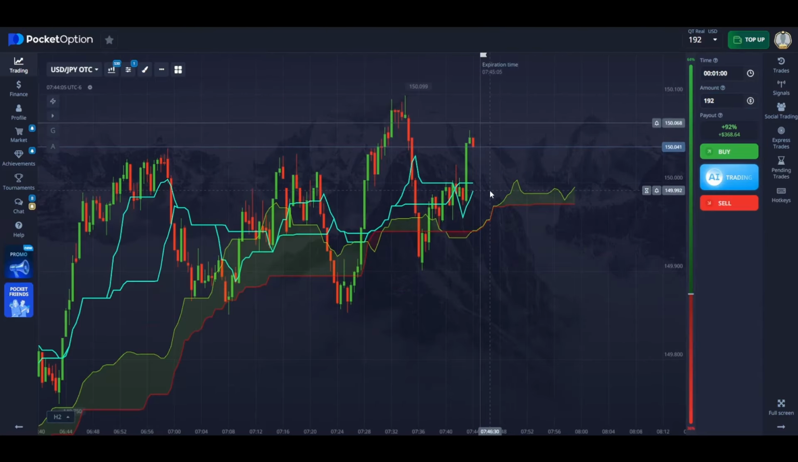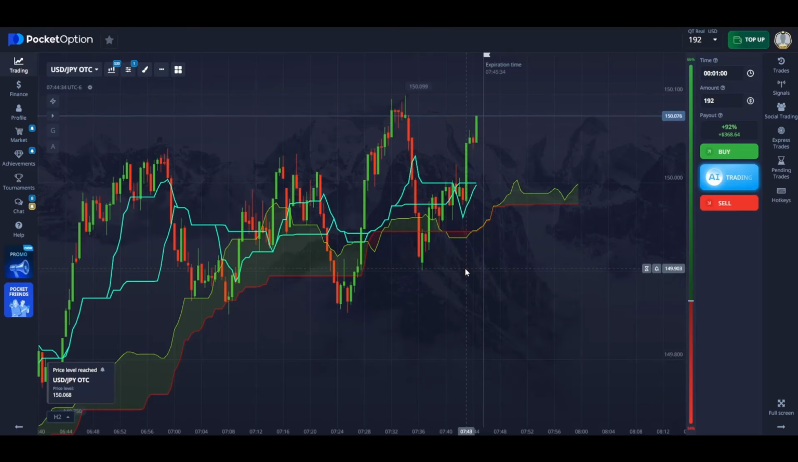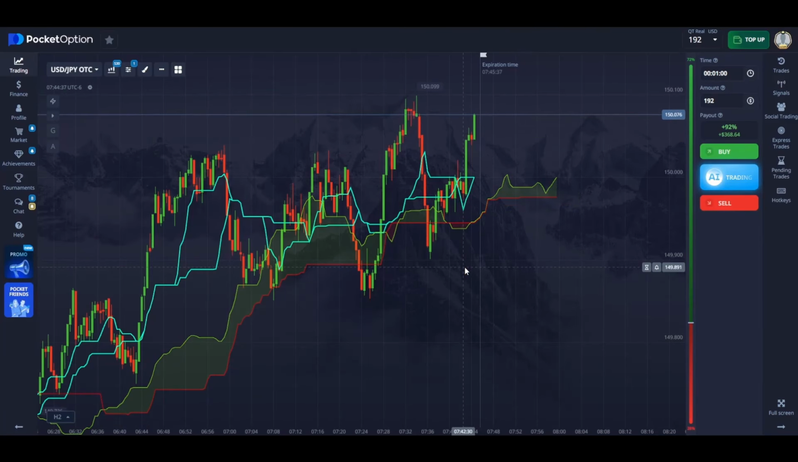So if you see, for example, that your cloud is green, and the price is between these two lines, like in this example right here, then at that point you can open a trade to go up. However, if you see that your cloud is red and the price is sitting right between these two lines, then you can open a trade to go down. It's all very simple and easy here, guys. The strategy is incredibly simple.